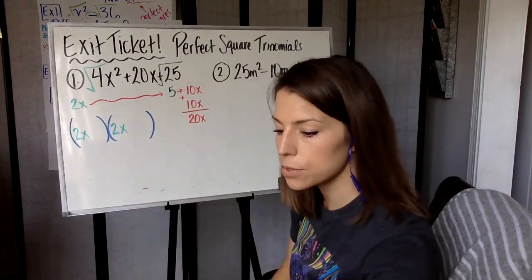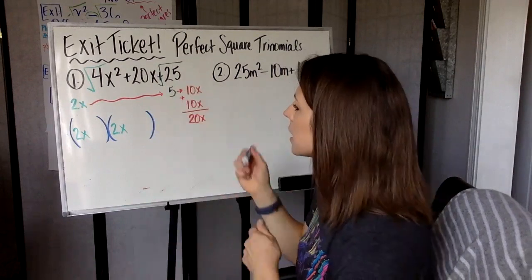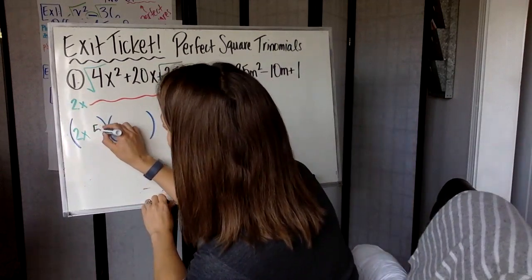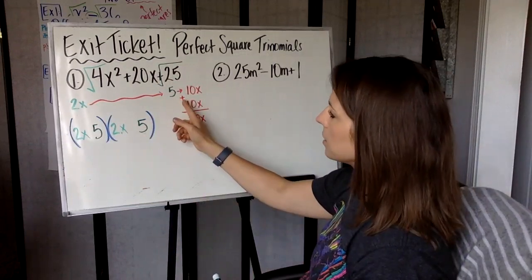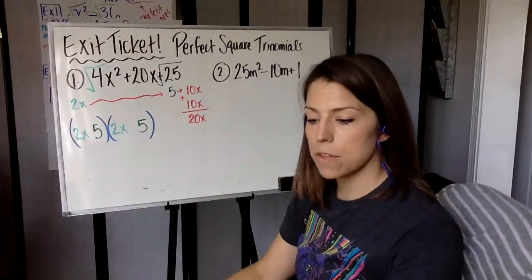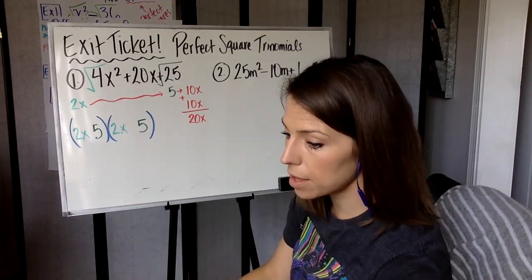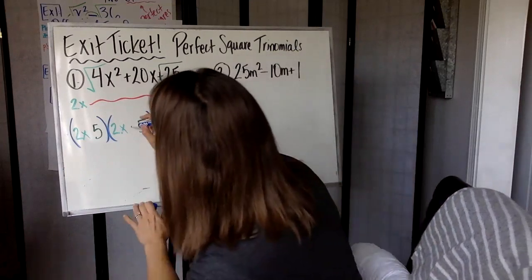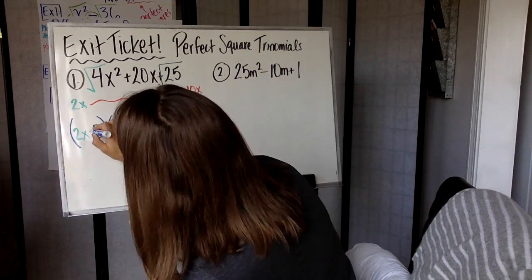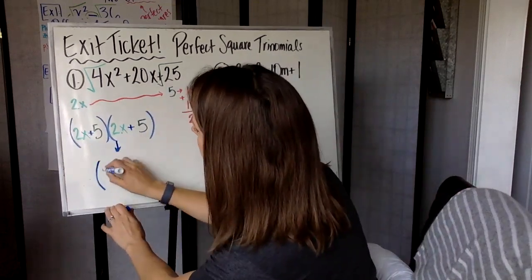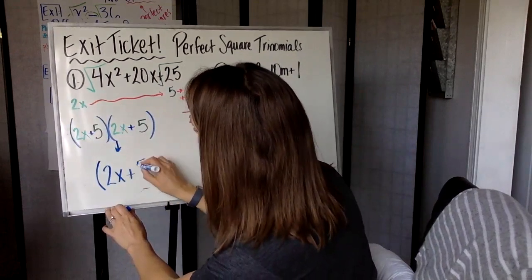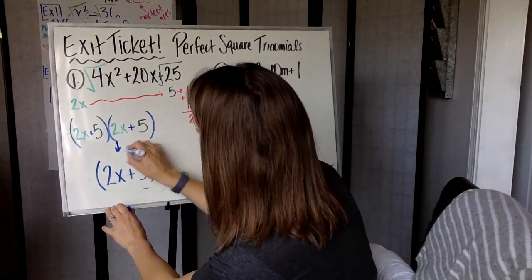2x times 2x equals 4x squared. What was the square root of the last term? The square root of the last term was 5. 5 times 5 is 25. And did we make it positive? Were both of these positive or were both of them negative? Well, if you look, both of them were indeed positive. So this is 2x plus 5 and 2x plus 5, which we can write as 2x plus 5 squared.